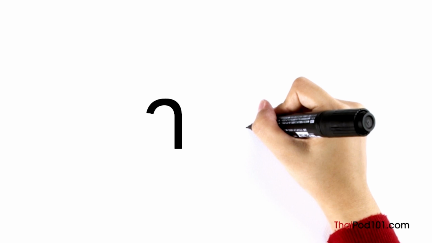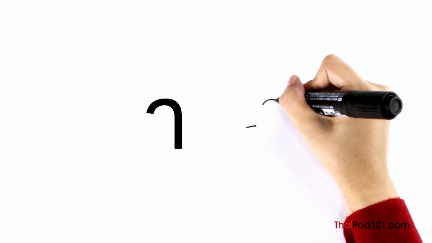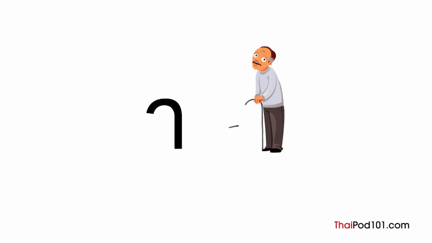Sara aa is very easy to write. Just draw a slightly curved line and then drop straight down. It looks a little like a cane or walking stick. If you think of the sentence, my father walks with a cane, it will help you remember the shape of sara aa. You will never see sara aa written just by itself like this. It always has to follow a consonant.